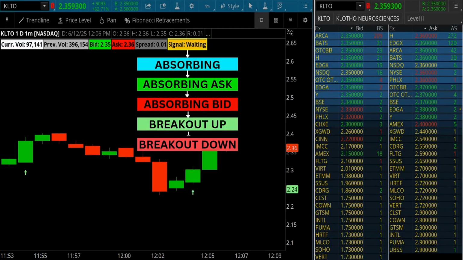The dynamic signal label updates in real time based on price and volume behavior. It first shows absorbing when volume is surging, but the price remains stalled. If orders are filling at the ask, it shifts to absorbing ask. If they're filling at the bid, it becomes absorbing bid. Once price breaks out of the stall and volume continues to surge, the label changes again to breaking up or breaking down, depending on the direction.